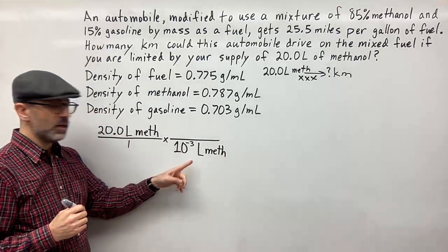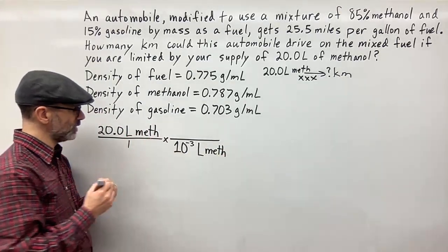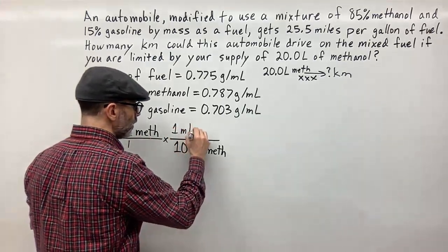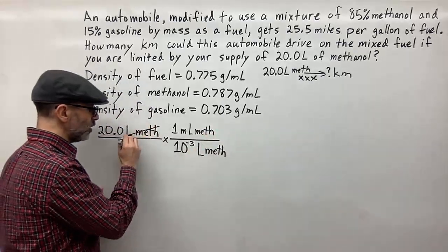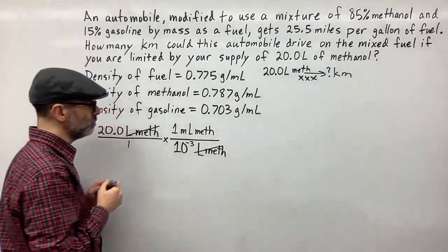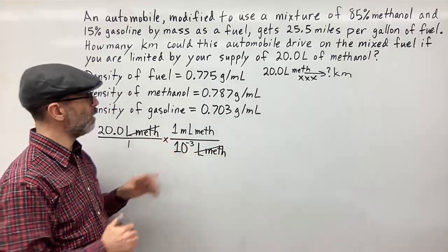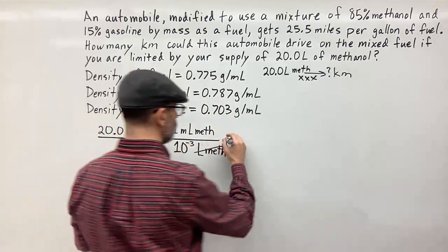on the bottom, because that's going to cancel out with liters of methanol on top here. And I'm going to put 1 milliliter of methanol on top. So now liters of methanol cancel out. Now I have milliliters of methanol on the top. Now I can use the density of methanol to convert to grams. So I'm going to do that now.